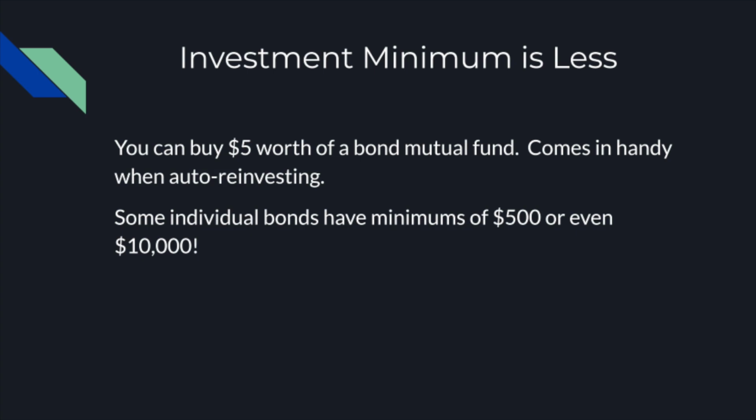Next one, investment minimum is less, okay? So once again, with these bond funds, you got $10 in your account. You could potentially buy maybe partial shares of a bond mutual fund. So you don't need to have $500 to buy one. Whereas with some bonds, they may have a minimum of $500. If you're buying municipal bonds, they may have a minimum of $10,000 or something. So that is one real big advantage to these bond funds, is if you only have a small amount of money, you can go ahead and invest right away.